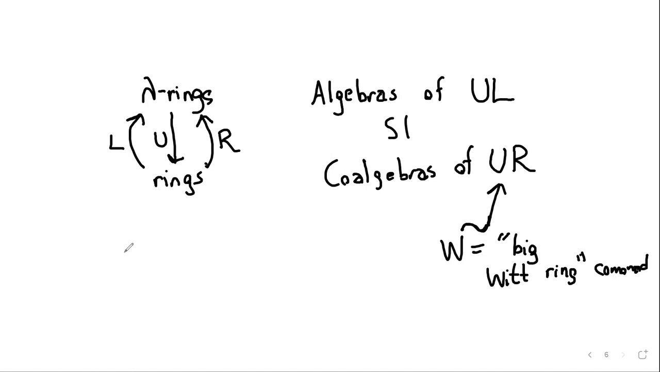Say I've got a ring. Oh boy, well I can't call my ring R because I've got a right adjoint functor. I'll call it A instead. So we've got some ring, and I want to know what it is like for this to be a lambda ring. From this abstract nonsense, it's a coalgebra of this big Witt ring comonad. So that's the abstract idea of what this W is supposed to be.